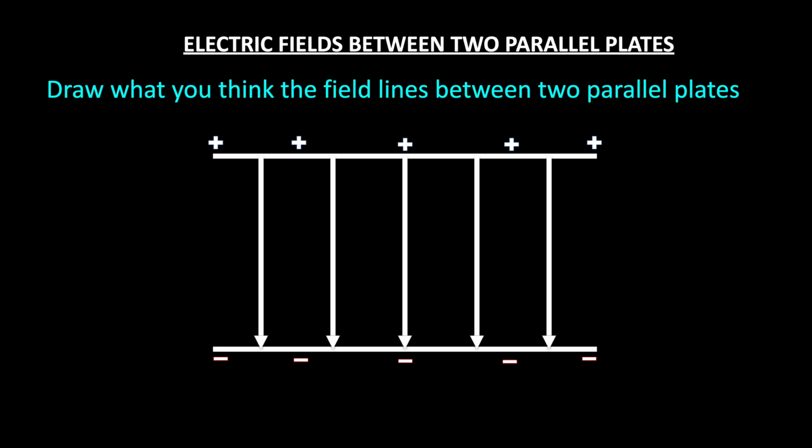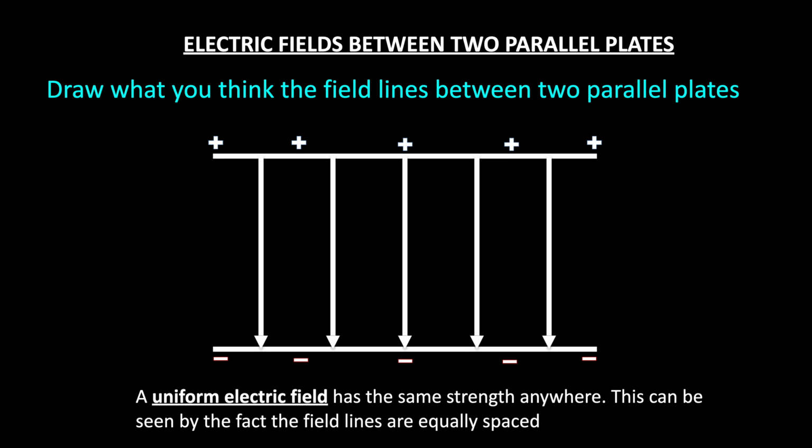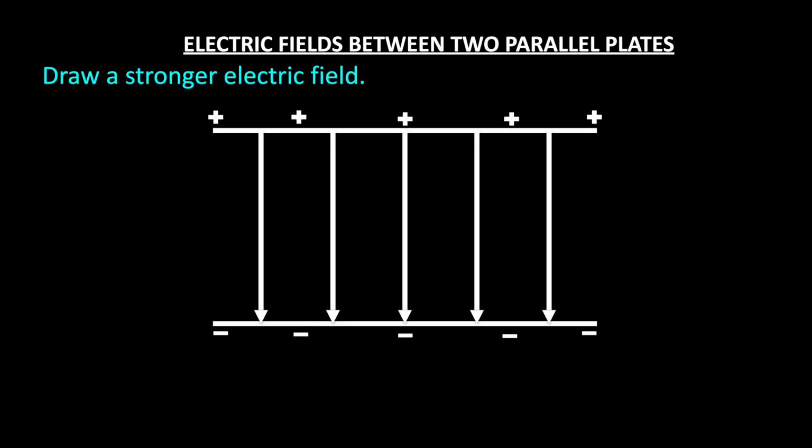This is known as a uniform electric field. As these lines are uniform and uniformly spaced, we have the same strength of electric field everywhere. What would a stronger electric field look like? Pause the video and have a go.